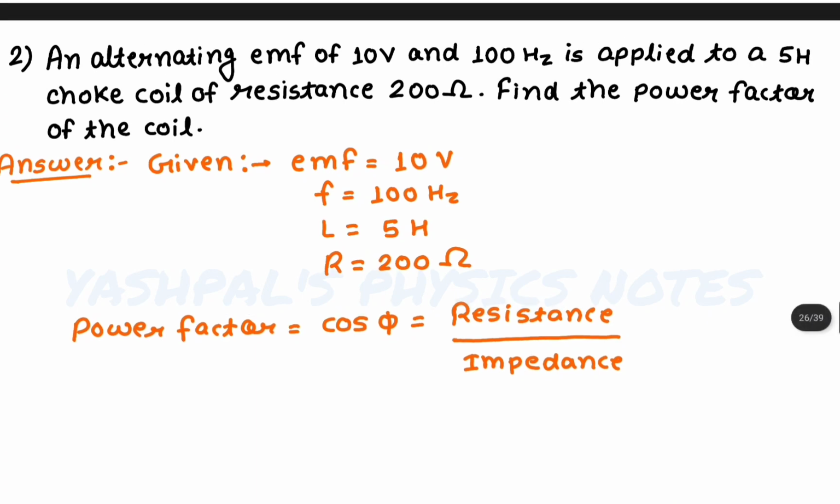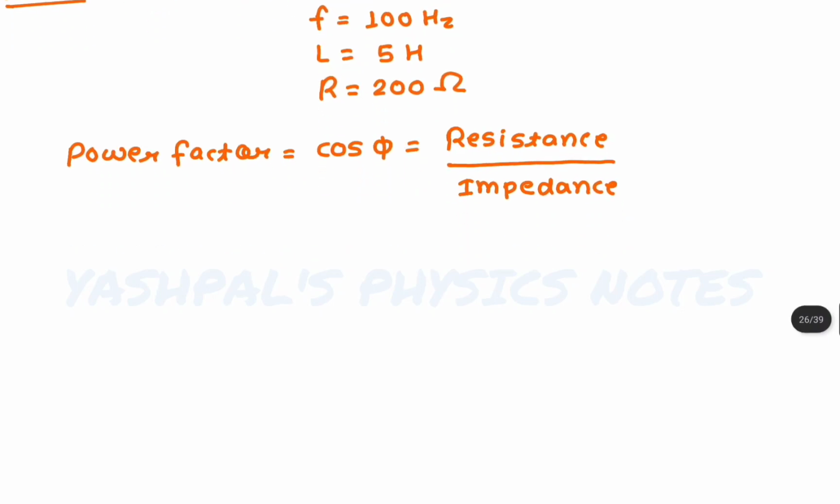Now as you can see from the question, an alternating EMF of 10 volt and 100 Hz is applied to a 5 Henry choke coil of resistance 200 ohm. So here we can clearly see that this is an LR circuit, which means inductance is given as well as resistance is given. No capacitance is given here. So we are considering that this is the LR circuit. So I am writing here the given circuit is LR circuit.